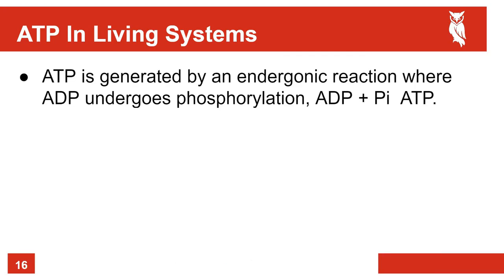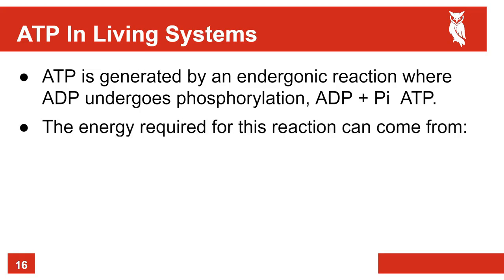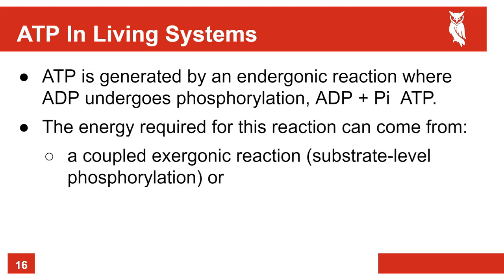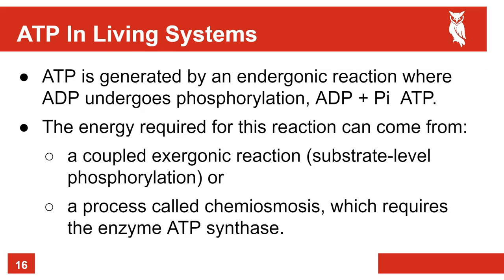ATP is generated by an endergonic reaction where ADP undergoes phosphorylation. ADP plus inorganic phosphate yields ATP. The energy for this reaction either comes from a coupled exergonic reaction or a process called chemiosmosis, which requires the enzyme ATP synthase. Most of your ATP is made this way, in chemiosmosis. That's actually what the electron transport chain preps for. Coupled exergonic reaction at substrate level is where the ATP is produced from glycolysis and the Krebs cycle.